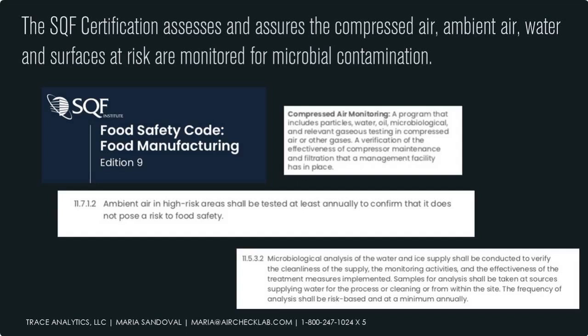There's also ambient air. If it's in a high risk area, it's known, right, that when you walk outside, you take a deep breath, you're breathing in microorganisms. They are everywhere. So that's why some of these standards say if you're going to be testing ambient air, be mindful in some areas that it's high risk, but it's always important to note what the baseline is in your facility. So it's always important to have that kind of background information. The other parts that they address are also surface sampling, settle plates, water, ice supplies. All of that are requirements and considered risk-based and require at least minimum annual testing.